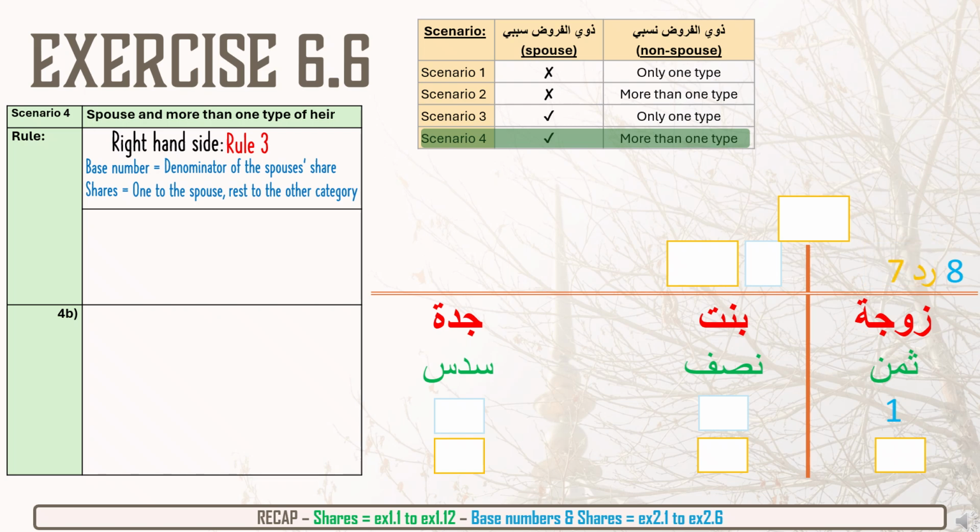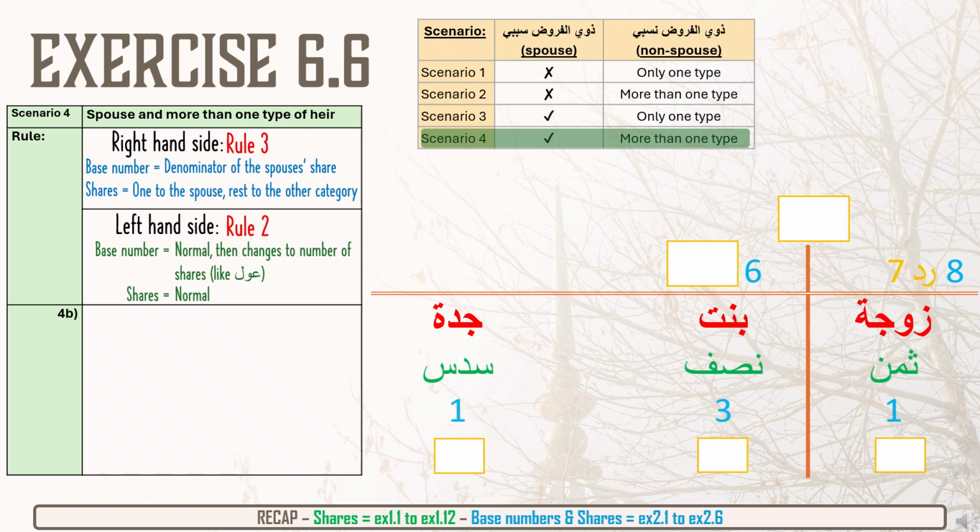On the left hand side, we will apply rule 2. What was rule 2? Well, we choose a normal base number first, so you've got a half and a sixth. The base number will be 6. We give out the shares like usual. It'll be 3 and 1, and then we add that up and we change the base number to the amount that we've actually got. So here it's 3 plus 1, which is 4, so the 6 will change to Radd 4, and I write that down as Radd 4.